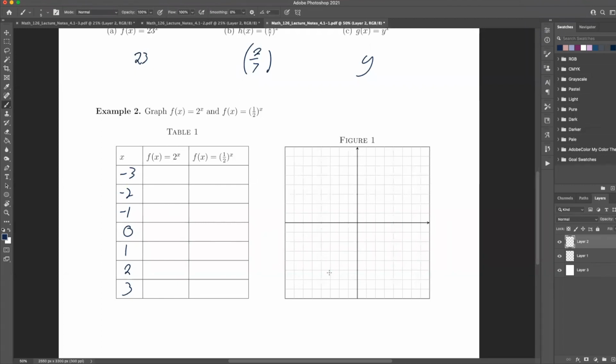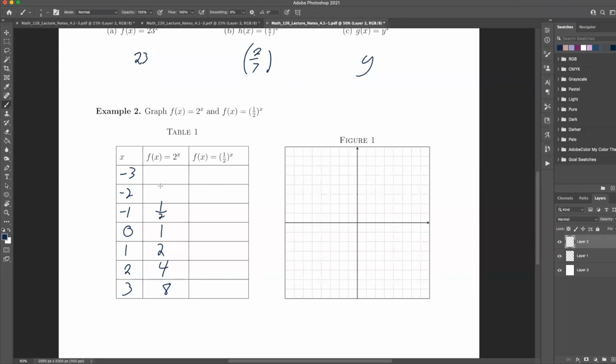So if our function here, let's choose two different colors, is 2 raised to x, let's just do the even one. So 2 raised to the first power is 2. 2 raised to the second power is 4. 2 to the third is 8. 2 raised to the 0 power is 1. Now, if I raise it to -1, it's 1 over 2. So it'll be a half.